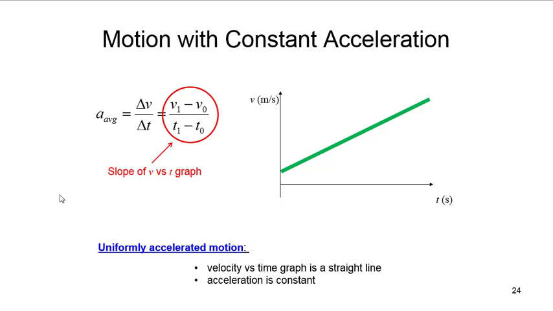Uniform motion was 0 acceleration. Now we have uniformly accelerated motion, which means we do have an acceleration. Now it's the velocity versus time graph that's a straight line, not the position versus time graph. Specifically, the definition is that the acceleration is constant. It does not have to be 0.